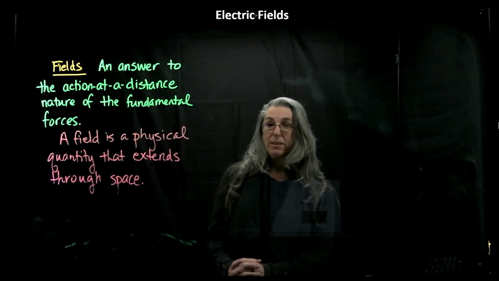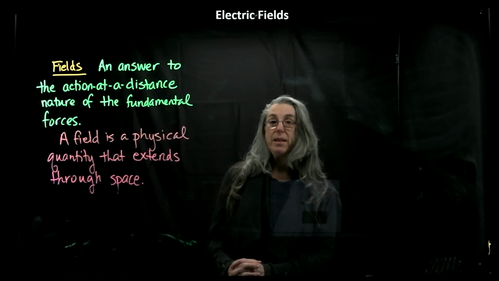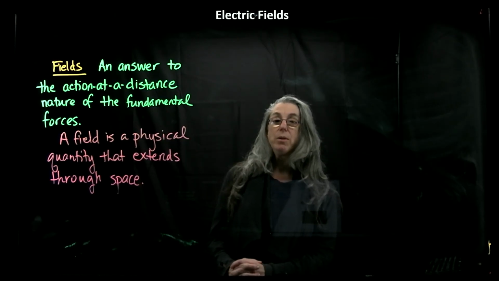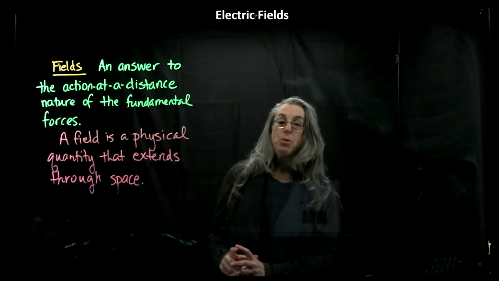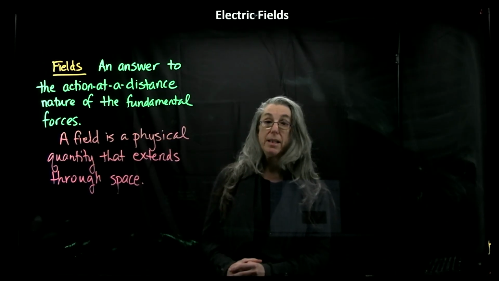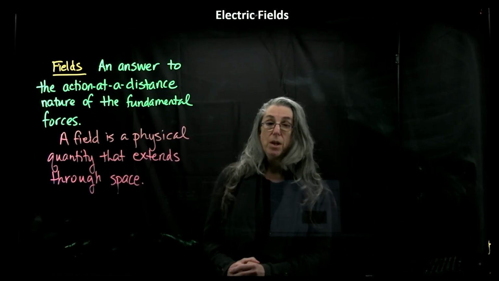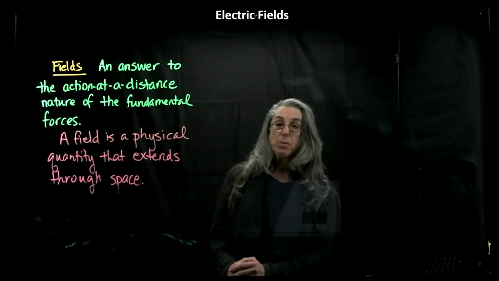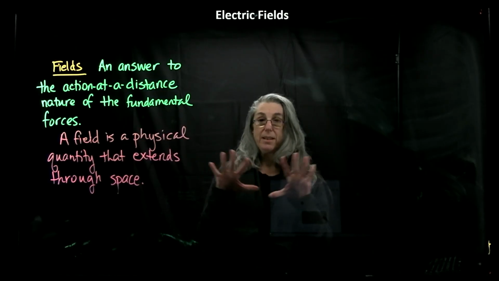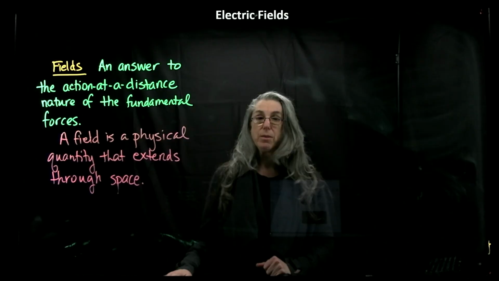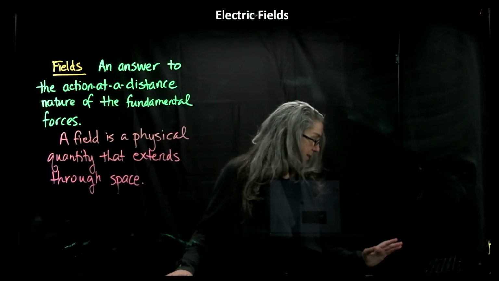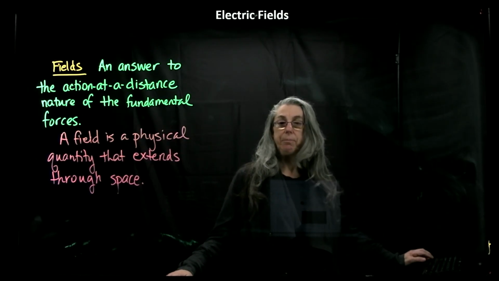We think of the field as extending everywhere through space due to just one object, in this case, just one charge. So if there is one charge somewhere in the universe, there is a field that extends everywhere throughout the universe. In the case of the electric field, it is a vector field.